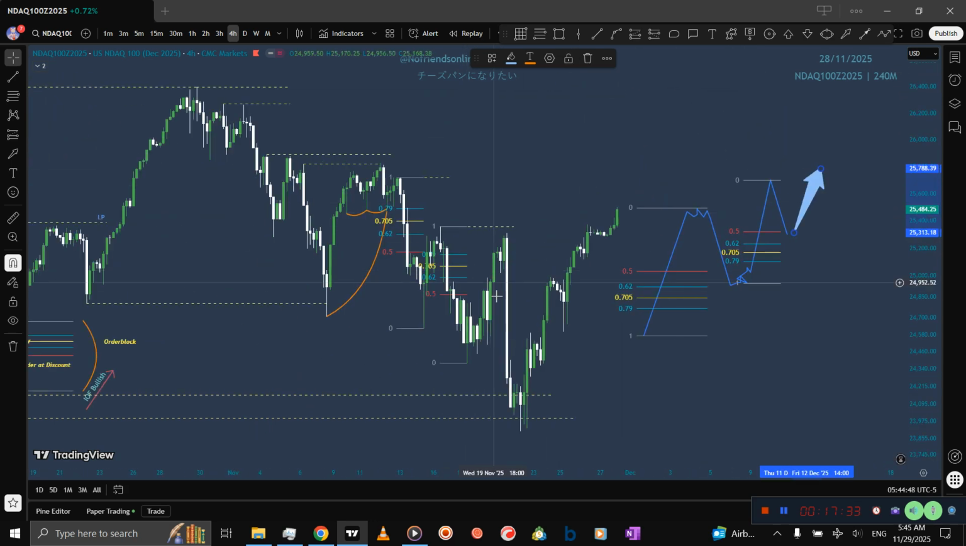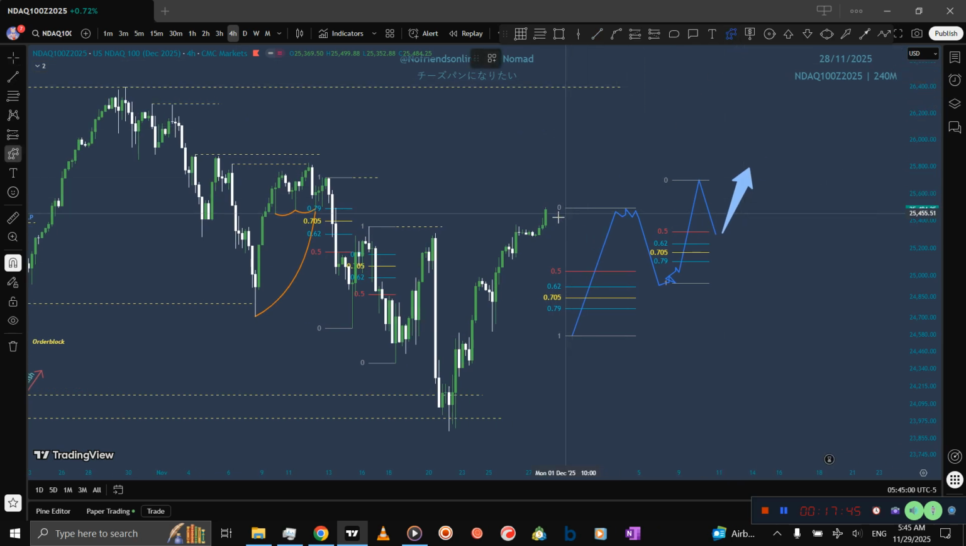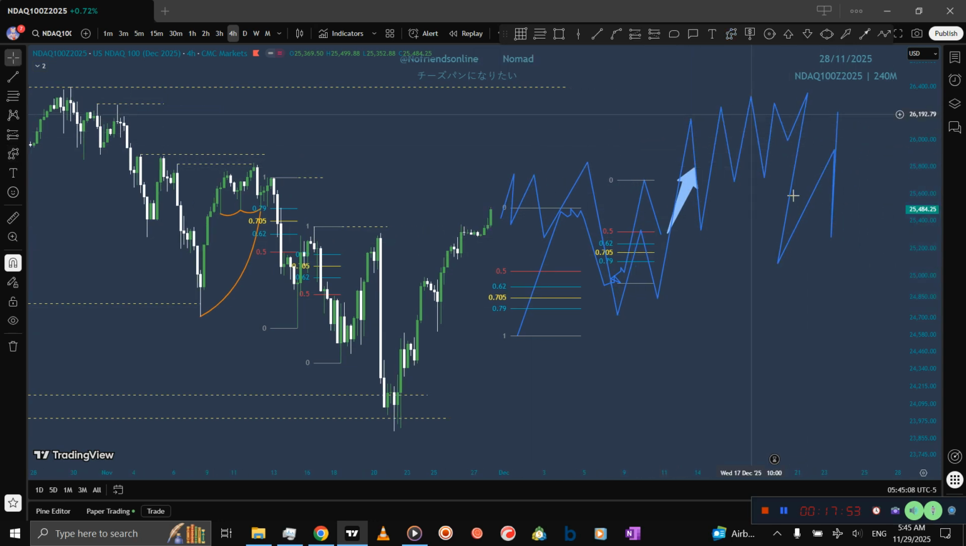So now we have a bullish scenario, and our eyes just focus on this, but we don't know where we're going to take this. So price can just stay here so long and take some liquidity before taking this old high.